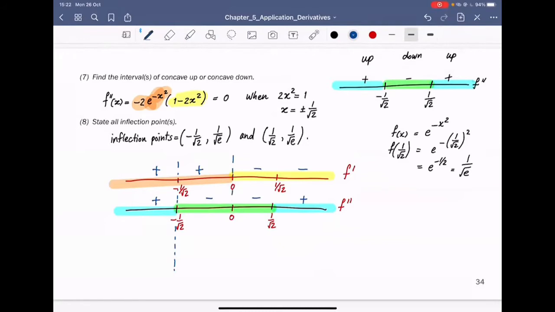The second one is at x equal to 0. The third one at x equal to 1 over square root 2. So let's look at the shape. The first one is plus and plus. This is an increasing function, and also concave up. So this is going to be like that. Right? This is an increasing function.